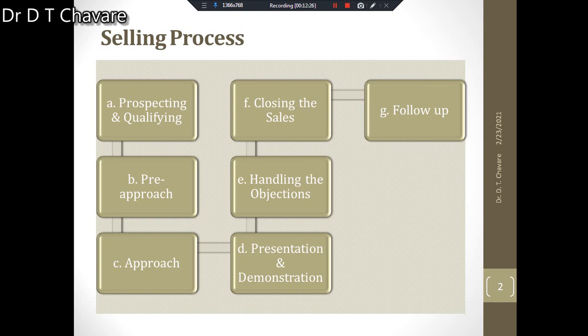Action always speaks louder than words. Try to understand. Always and always, action speaks louder than words. On these points, your presentation and demonstration will be judged, whether it is effective or ineffective, it depends upon all these points. Then the next step in the selling process is handling objections.